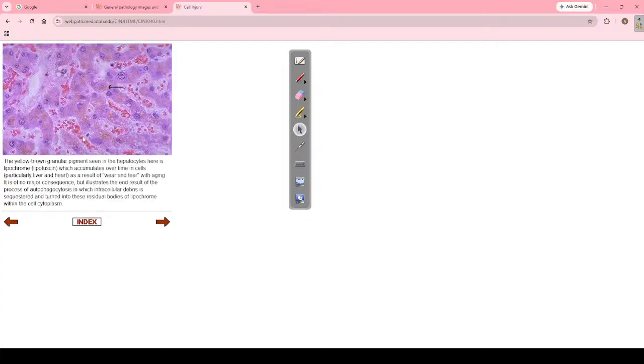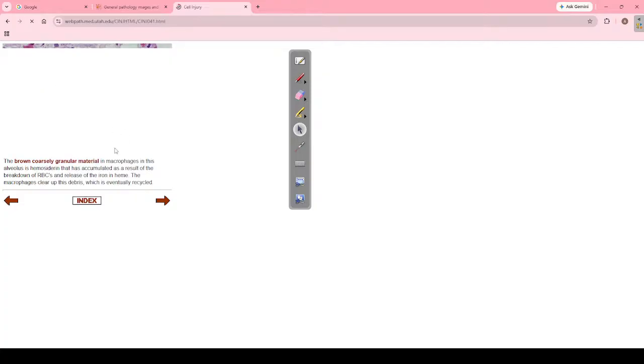Next we have yellow-brown granular pigment seen in hepatocytes. It is lipofuscin. Wherever you see yellow-brown granular pigment, it is wear and tear pigment, seen particularly in heart and liver. There is no consequence, and it is representative of the result of autophagocytosis. Lipochrome which is present will not be deleted.